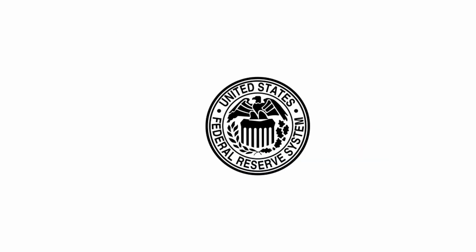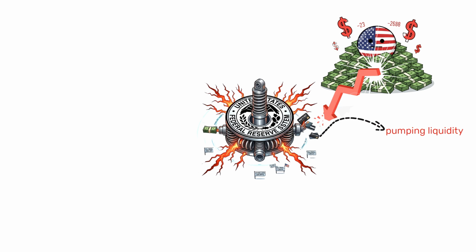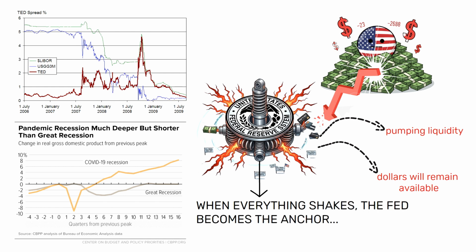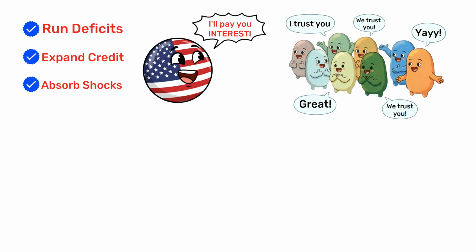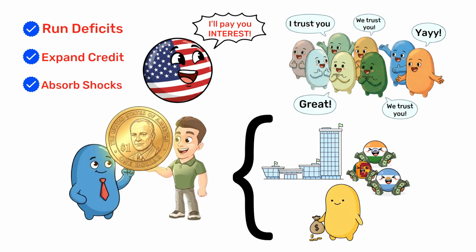The Federal Reserve is the last major pillar. During crises, the Fed acts as the system's global shock absorber, pumping liquidity into markets and signaling that dollars will remain available. In 2008 and 2020, this backstop prevented panic from turning into collapse. When everything shakes, the Fed becomes the anchor. Global trust makes the system more resilient than it looks. The U.S. can run deficits, expand credit, and absorb shocks precisely because so many governments, companies, and investors rely on the dollar's stability. It's self-reinforcing confidence.